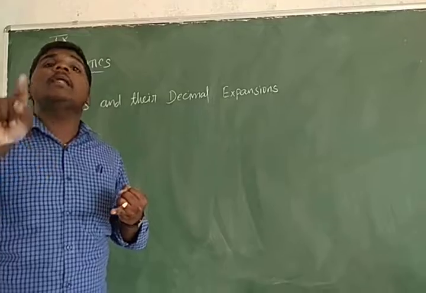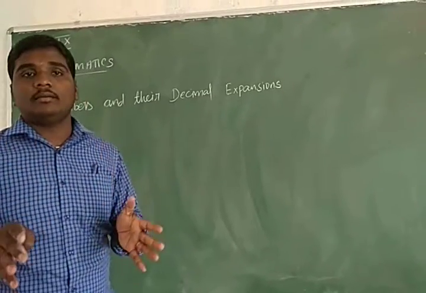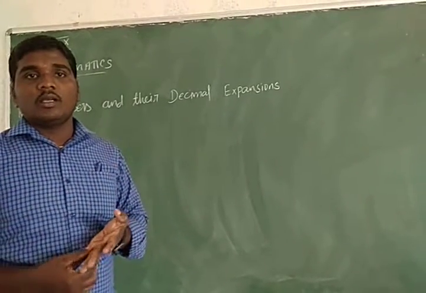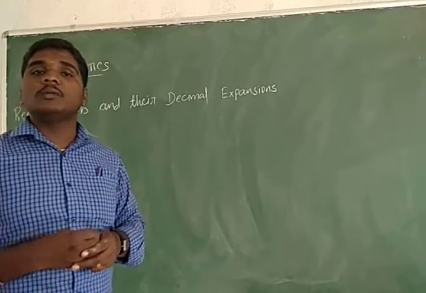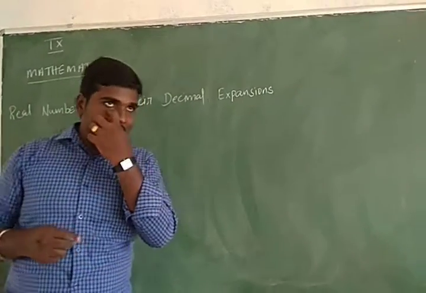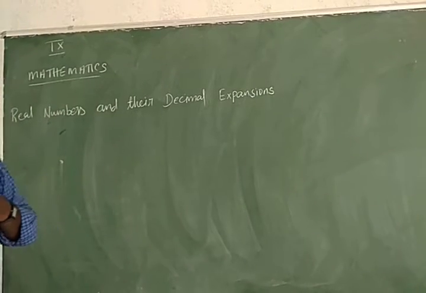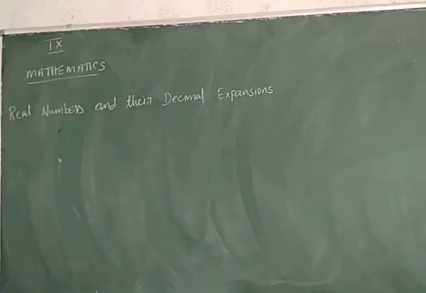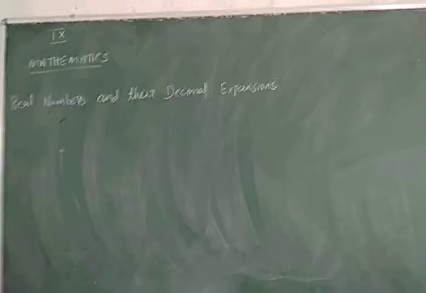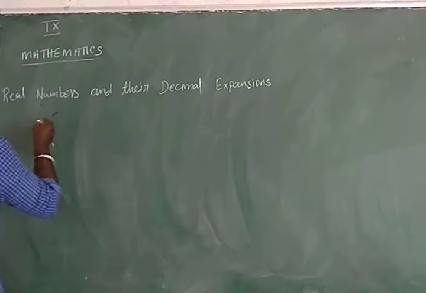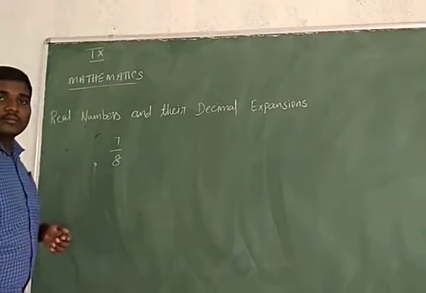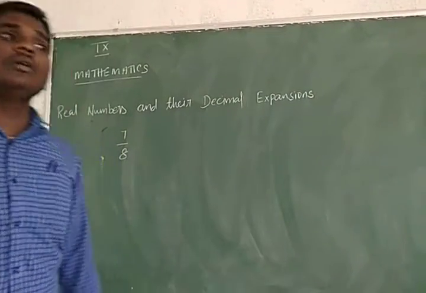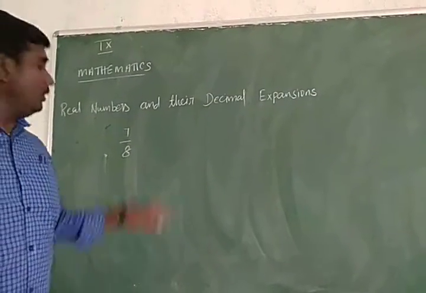Terminating means finite. The remainder becomes zero. Let's explain with an example, one problem: 7 by 8. You want to divide 7 by 8.